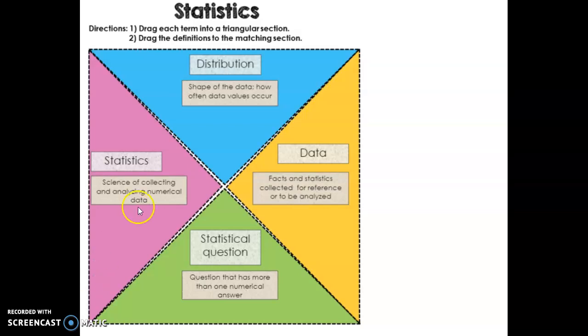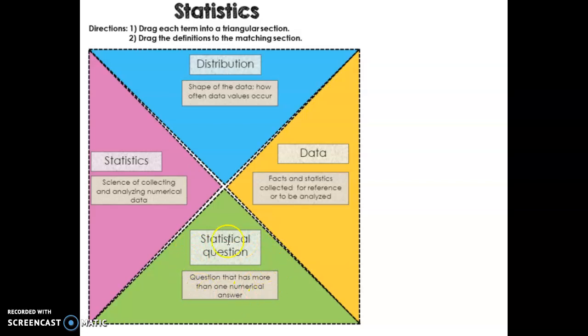And statistics is the science of collecting and analyzing numerical data. So, data are facts collected for reference to be analyzed, and numerical means they're numbers. So statistics is collecting information, numbers, and then analyzing them.